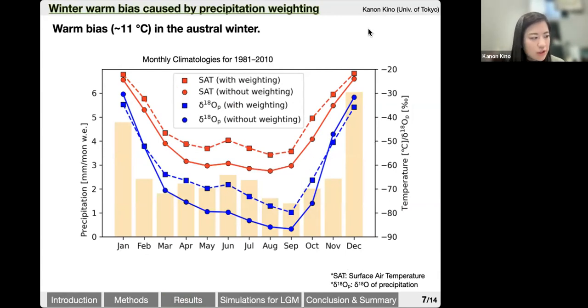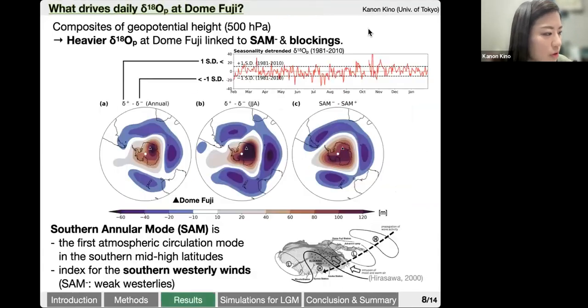Yes, so these results also suggest that understanding the determination process during the Austral winter is more important and essential. So from here, I'm now focusing on the atmospheric circulation.